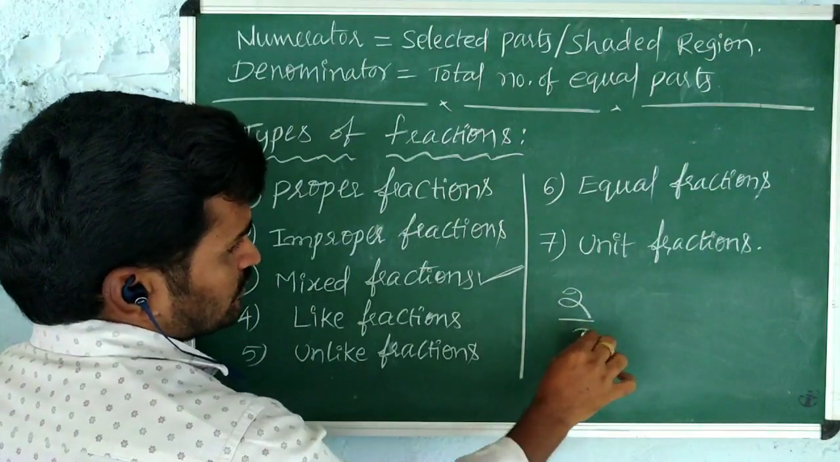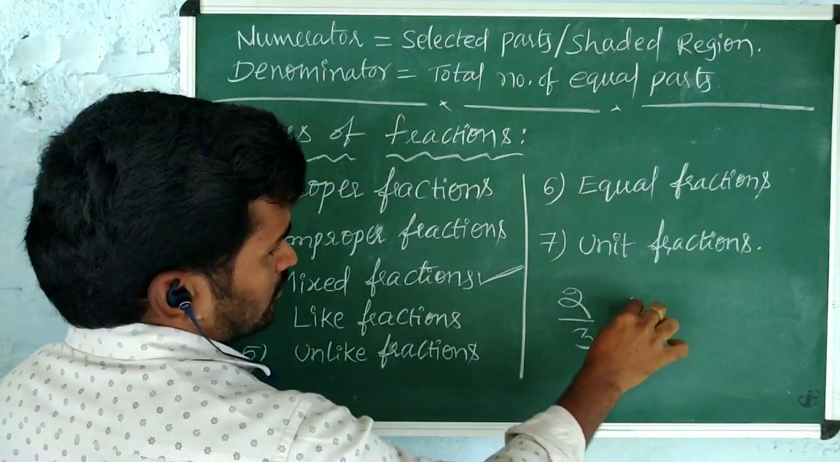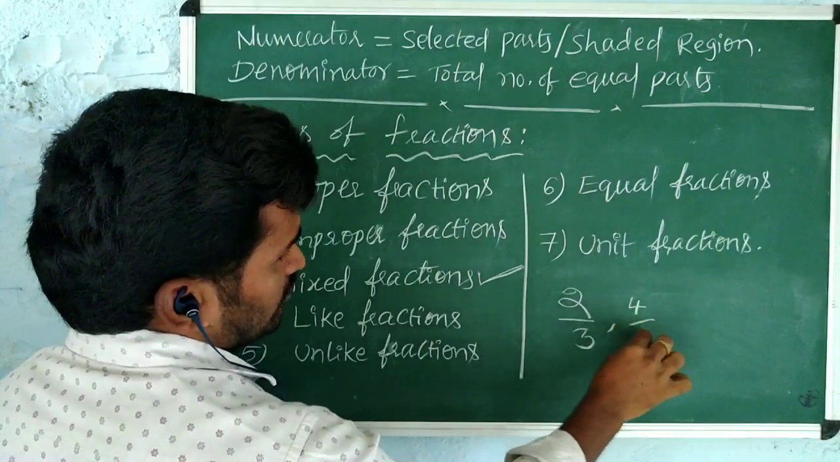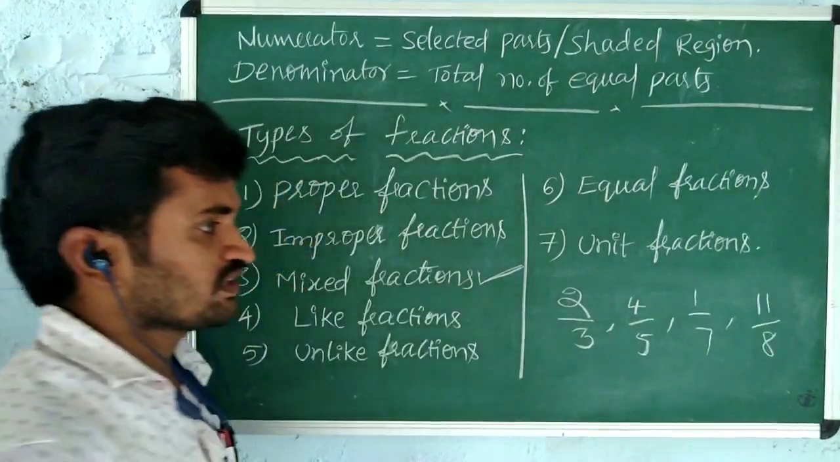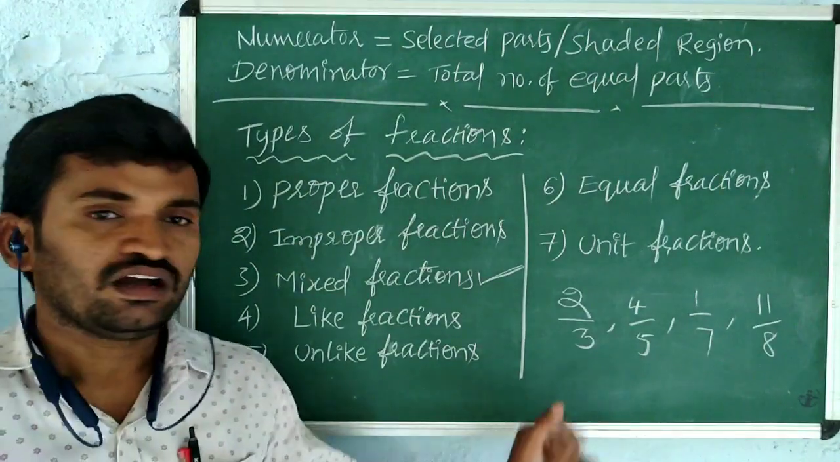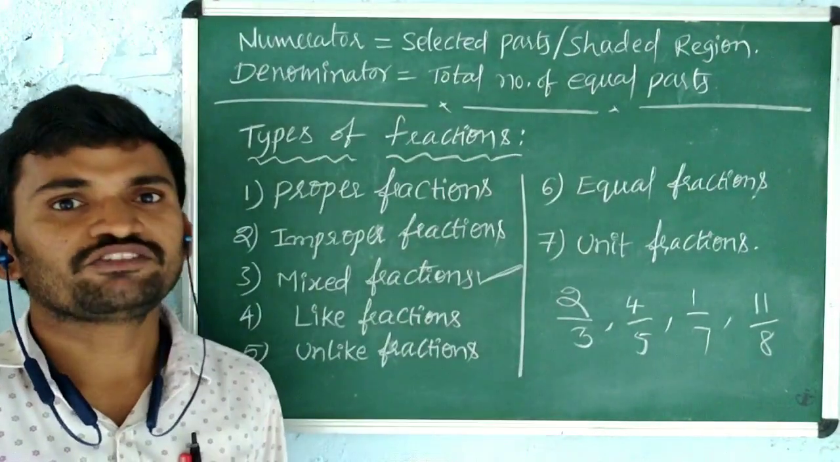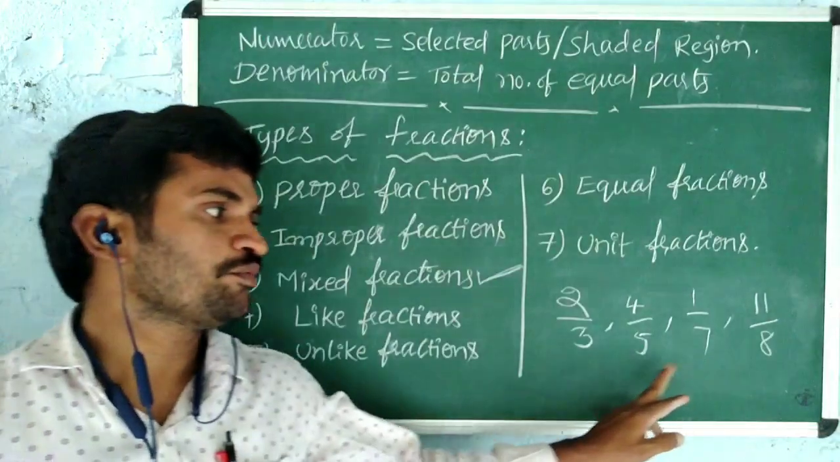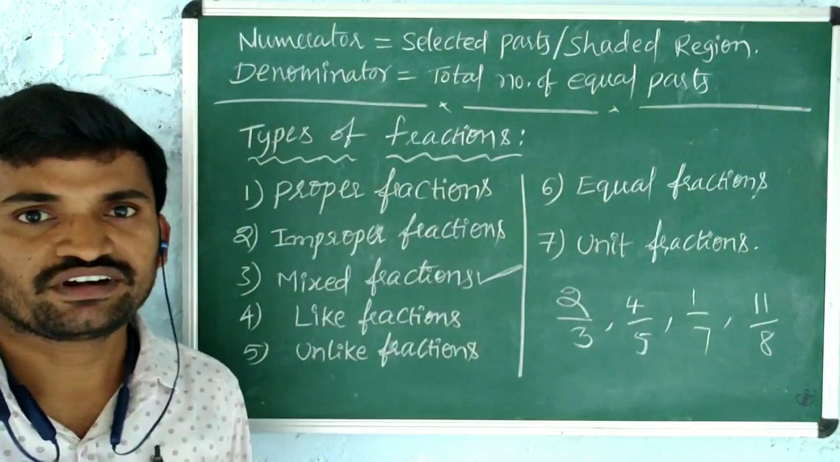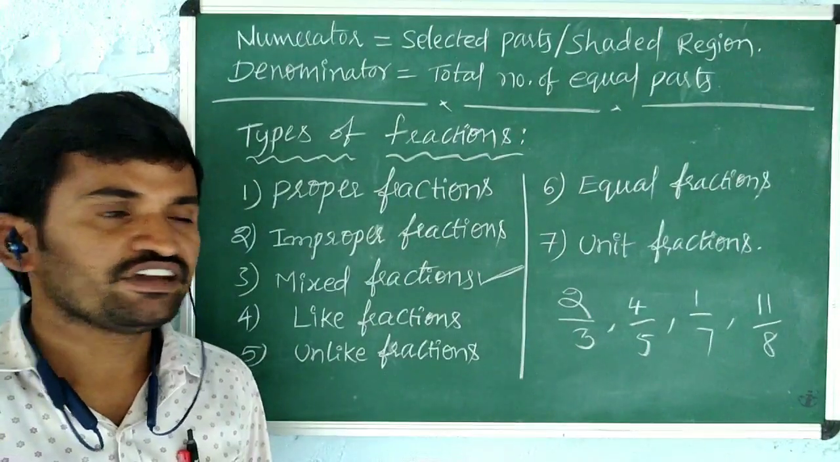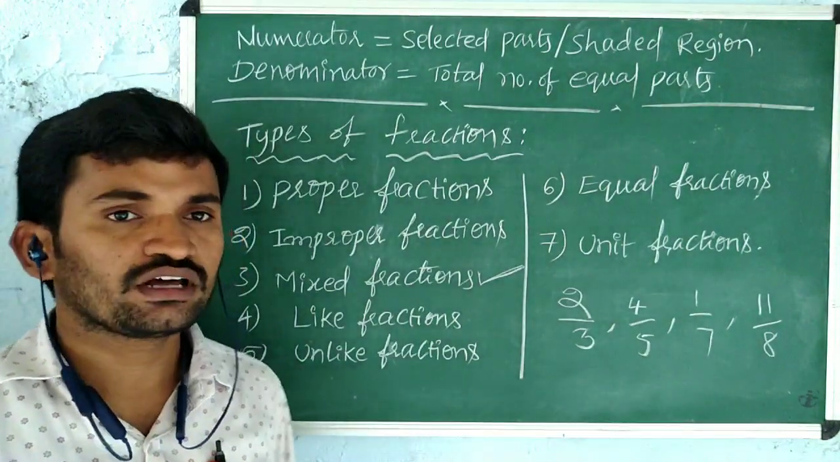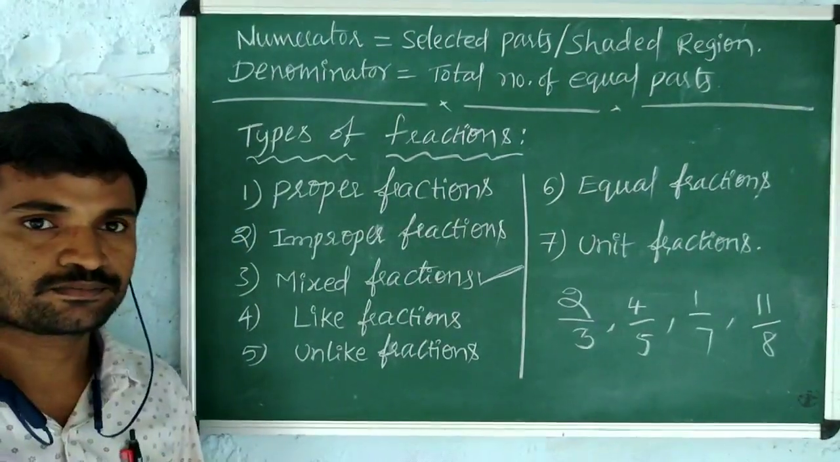2 by 3, 4 by 5, 1 by 7. So these are the unlike fractions. Unlike fractions means different denominators should be there. Those fractions having different denominators are called unlike fractions.